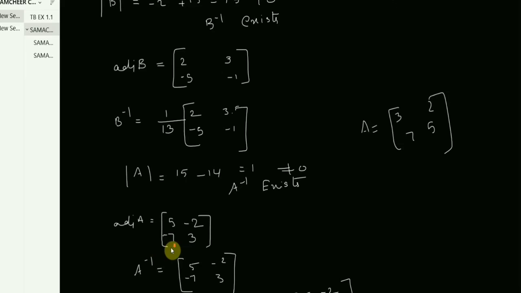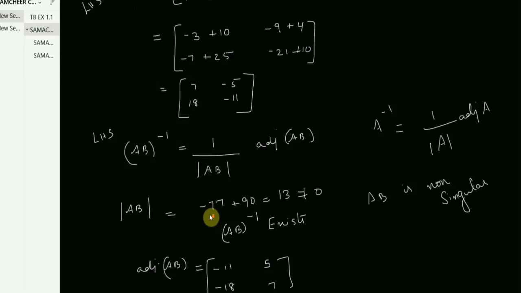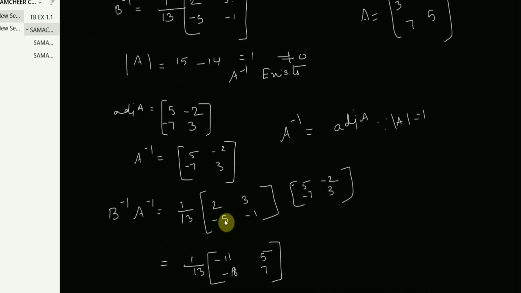Okay. Now we have to find B inverse into A inverse. So 1 by 13 into, here in this case A inverse is adjoint of A itself, because the determinant of A is 1, right? Determinant of A is 1, so adjoint of A is equal to A inverse, because A inverse formula is 1 by determinant of A into adjoint of A. So let us now multiply. So you can just see that A inverse and adjoint of A are equal.